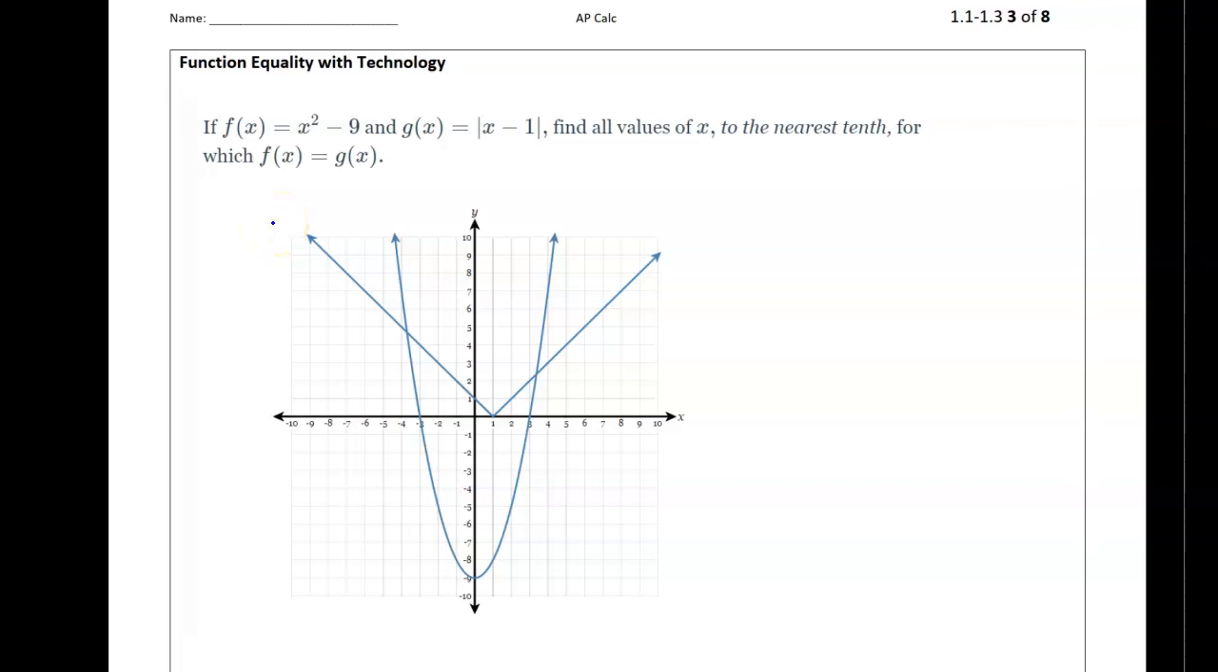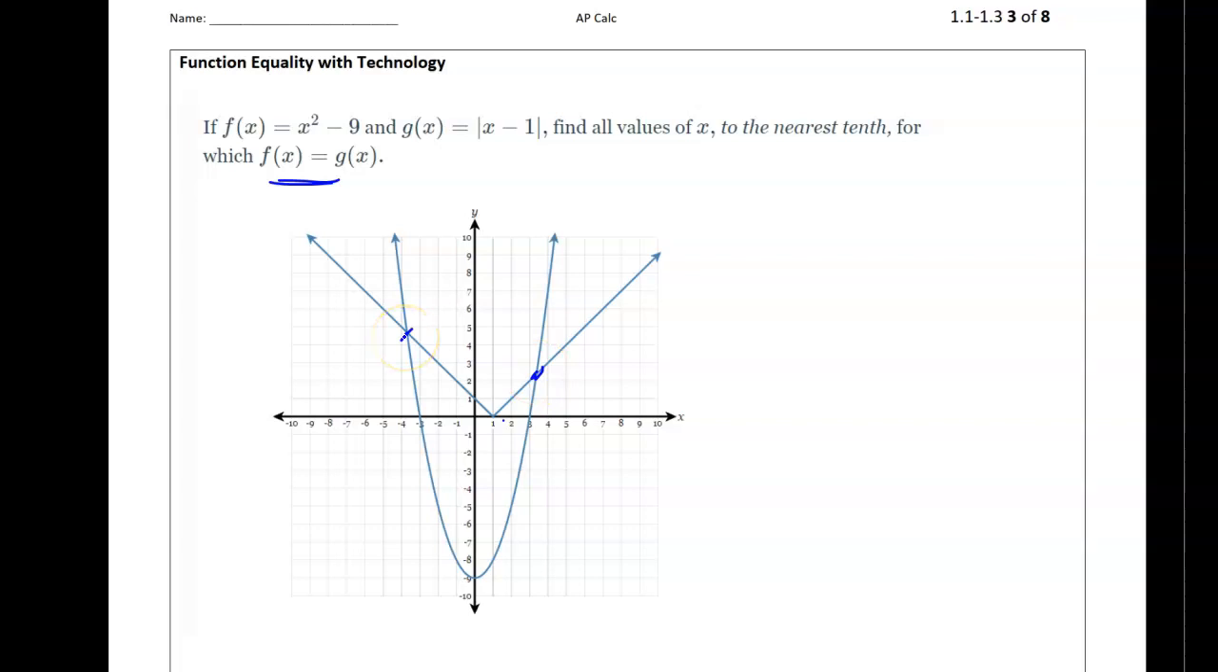Okay, so here's our last little calculator skill we're going to practice. This is called function equality. What it's asking for is where f of x is equal to g of x. Well, there are 2 points where that is the case, and it's where the lines intersect.